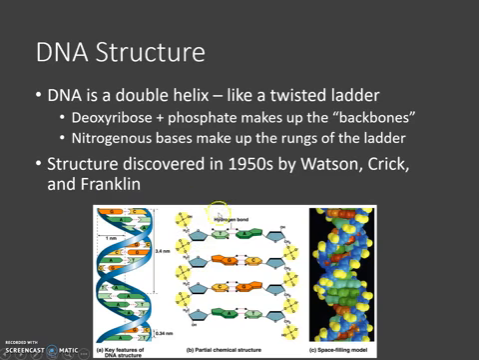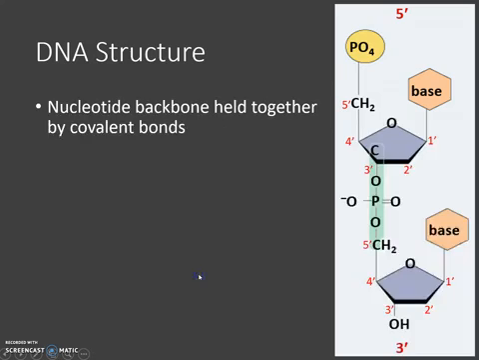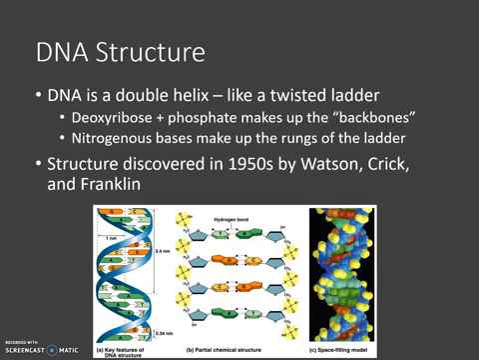The rungs of the ladder, the middle part of it, is where the bases come into place. You can see that we've got the thymine nitrogen-containing base pairing up with adenine. Guanine is pairing up with cytosine. Cytosine pairs up with guanine, and adenine pairs up with thymine. And this structure was really discovered back in the 1950s, so that's not that long ago that we figured out what these molecules look like, which is pretty impressive given how much we know about genetics now.